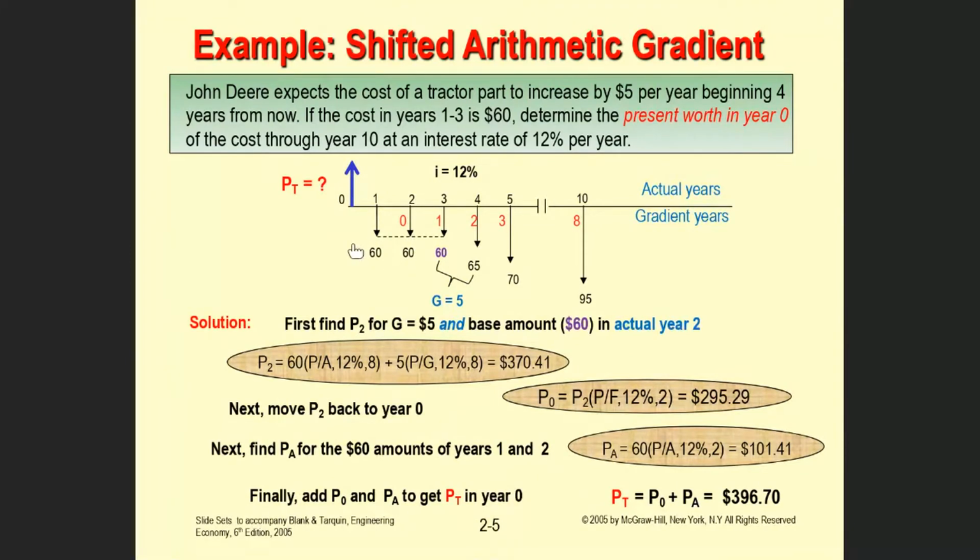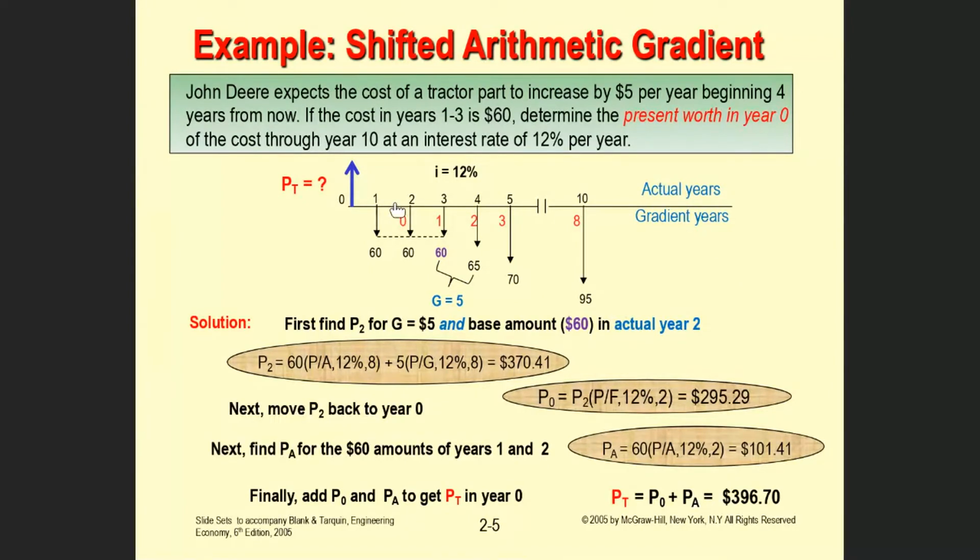Since they are equal, I do P given A for 2 years and the amount is 60. And this is how we converted that part. P given A, the percent is 12, already given in the question, for 2 years. And you multiply it with this amount of 60 and you find it from the table as we learned.